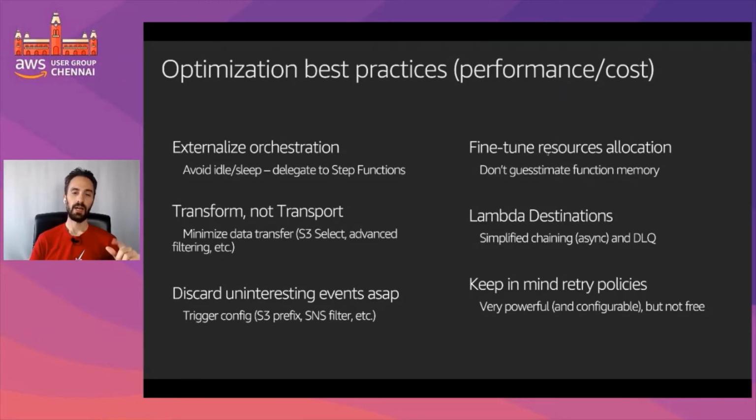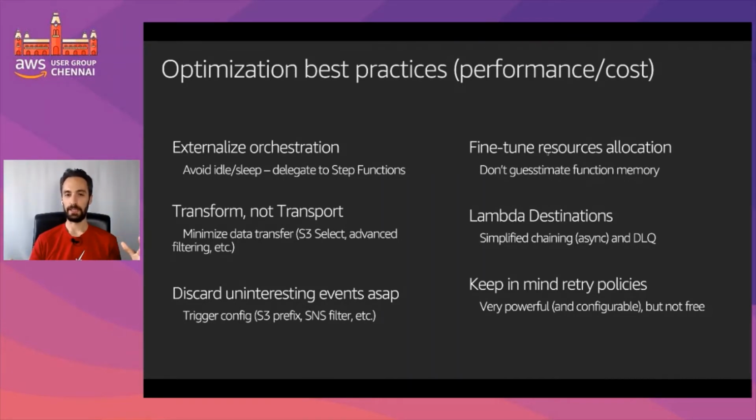Lambda destinations, it's on this list because destinations allow you to take the output of a Lambda function for asynchronous invocations and chain it or pass it to another destination. It could be another Lambda function, or it could be an SNS topic, an SQS queue, EventBridge, and so on. Now, why is it a way to optimize for cost and performance?